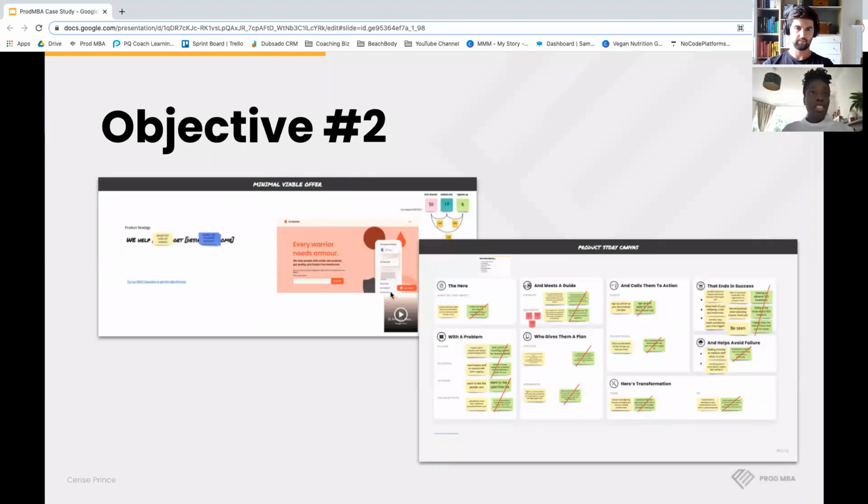On the left there was the initial landing page we had. I had no idea what to call it, so it was very much around the theme of having armor and the warrior theme, but it did still have quite a good response, as I mentioned.